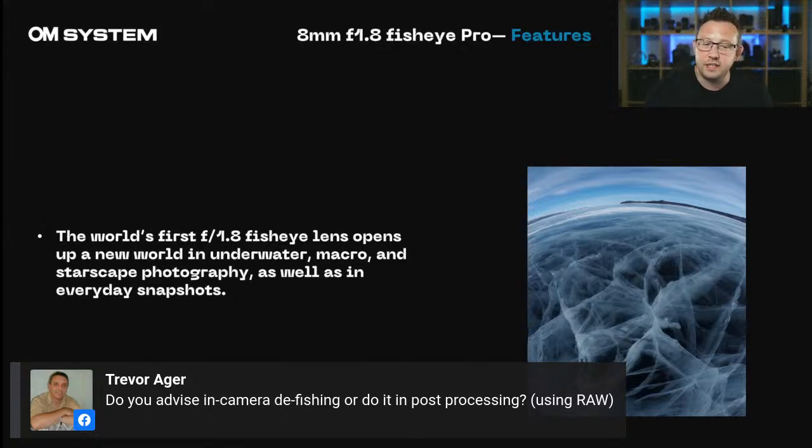Do you advise in-camera defishing or do you do it in post-processing using RAW? I think this boils down to what is your preferred workflow. We live in a world where there are people who don't want to shoot RAW for whatever reason. Can't post edit, don't want to post edit, and rightly so, whatever reason is absolutely fine. So those kind of people will want to defish in camera because then they're getting the JPEG straight out of the camera, defished, ready to go. But if you're happy with doing that post-process work, then you can go through RAW and defish it in your preferred software at the end. So it comes down to personal preference and workflow, I think there, Trevor.